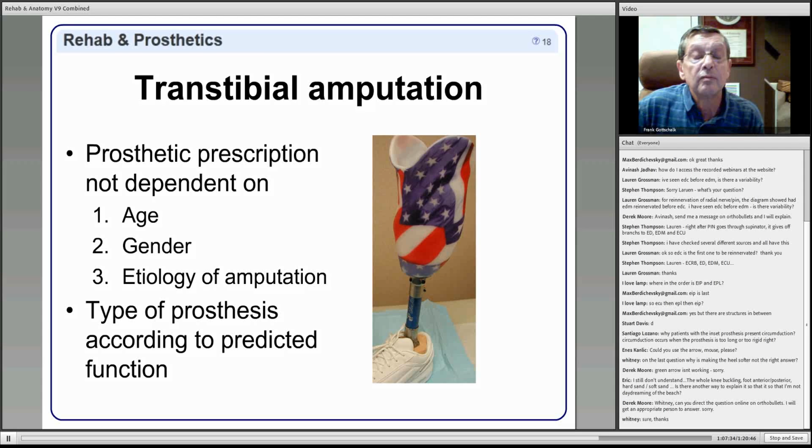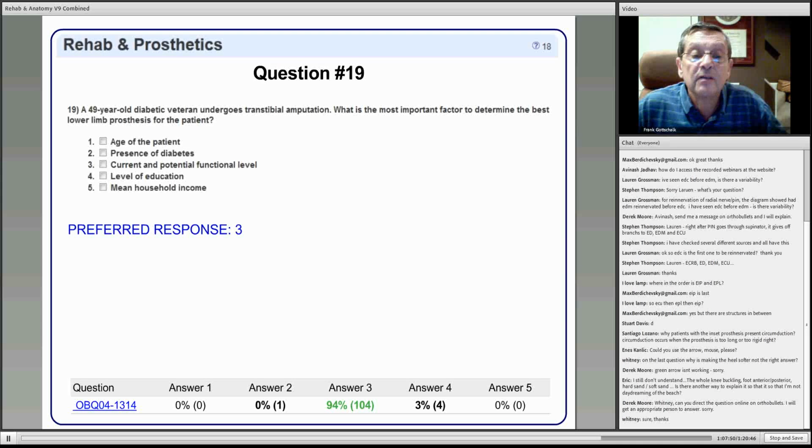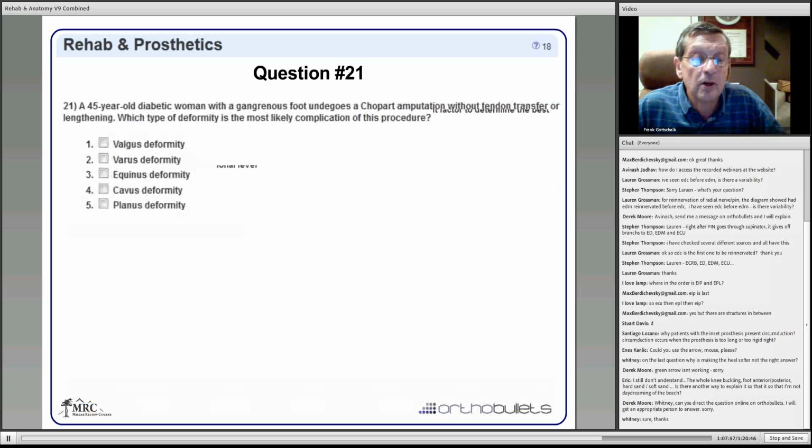So if we look at prosthetic prescription, these are not dependent on the age or gender of the patient or the etiology. So the type of prosthesis is predicated on the type of predicted function that these individuals would have. And in this situation, number 3, current and potential functional level was the correct answer, which the majority of you were able to get correct.